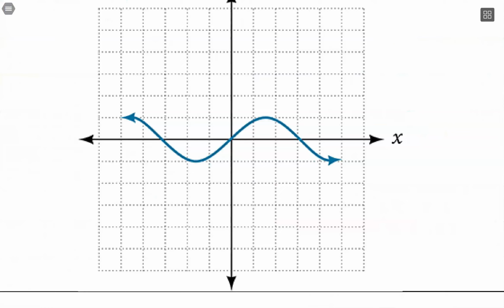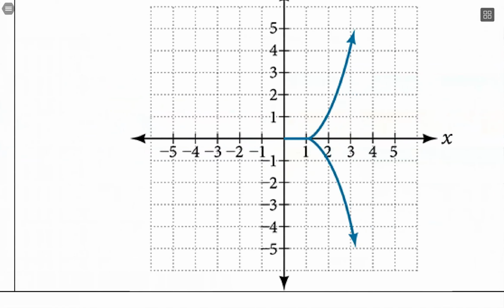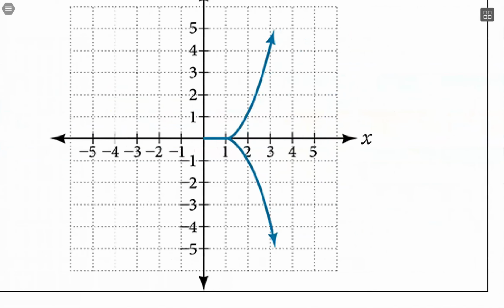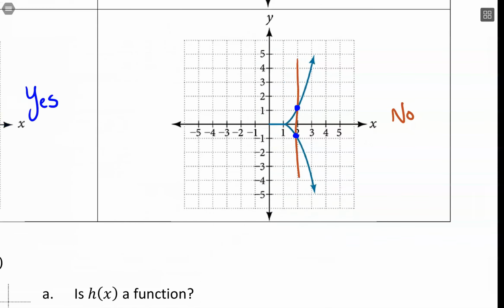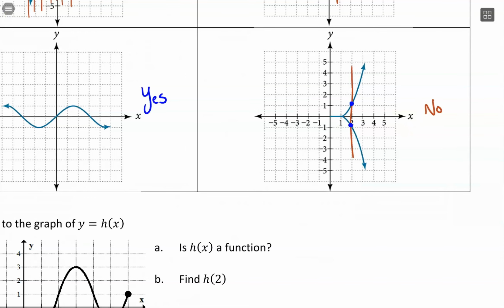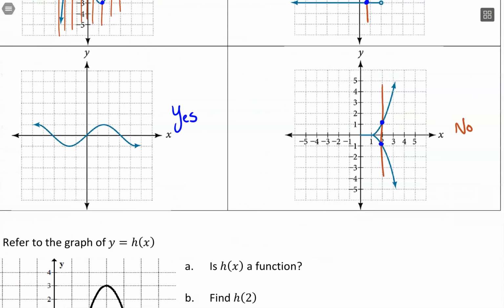For this case here, if I start drawing my vertical lines, it crosses once, once, once, so this is a function. And for this last one, as soon as you can visualize where it fails in one spot, then it fails everywhere. As soon as I can see a line about there, where I have an output up here and an output down there, then it's not a function. So that's our vertical line test for showing from a graph whether or not something's a function.